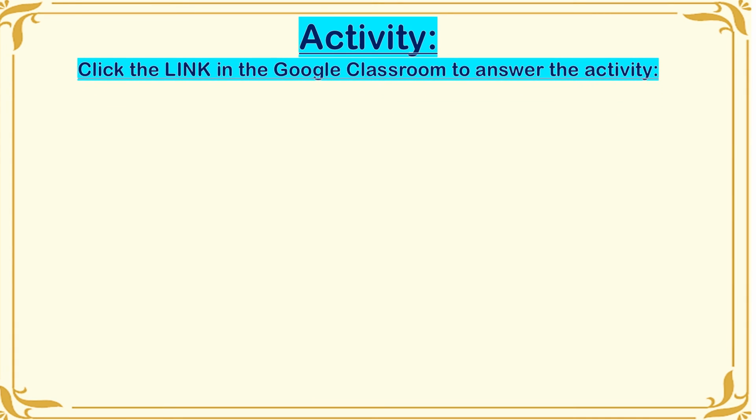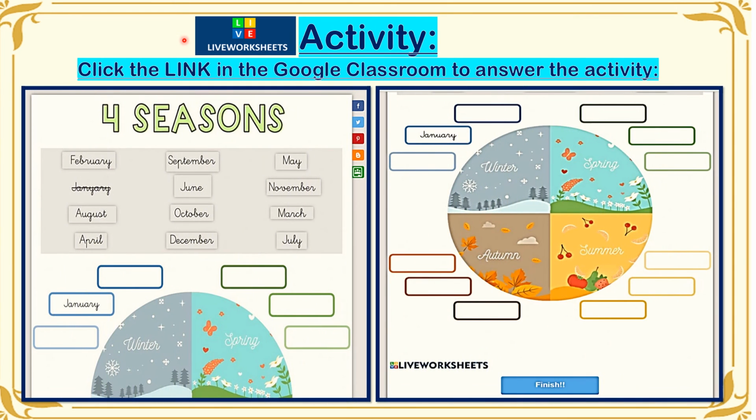Now, class, for your activity, just click the link in the Google Classroom to answer the activity, which is a live worksheet. So this is your activity for seasons. Just look at the earth here, or the globe here, and determine in which months winter, autumn, spring, and summer occur. Good luck, everyone.